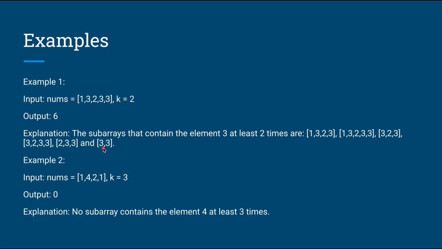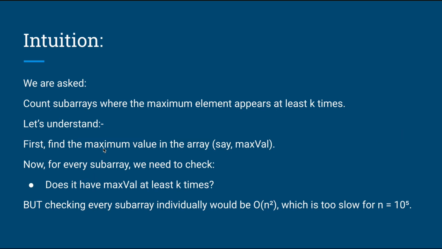So what we should do? We have to think about the intuition: should we go with two loops over the subarrays to check, or how are we thinking? Instead of checking every subarray manually, which would be slow, we are going to use a sliding window approach. So why are we going to do that?